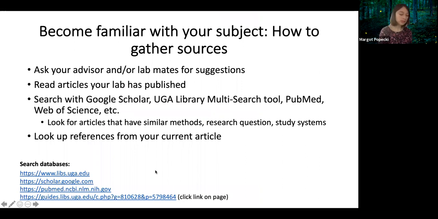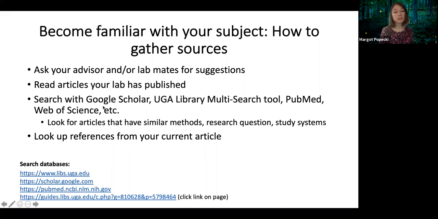So again, before you get started with your writing, take time to familiarize yourself with your topic. This requires you to immerse yourself in the scientific literature surrounding your research question. One way to get started in doing this is to ask your advisor or lab mates for suggestions. You could read the work that your lab has published.